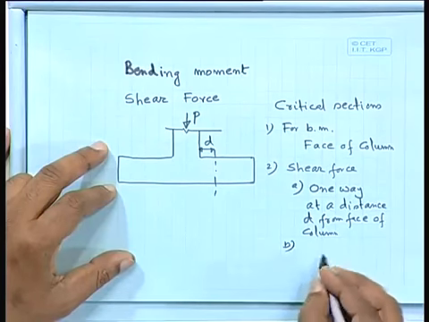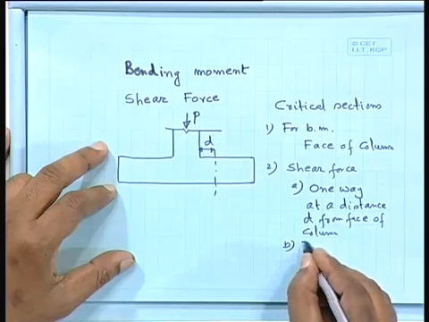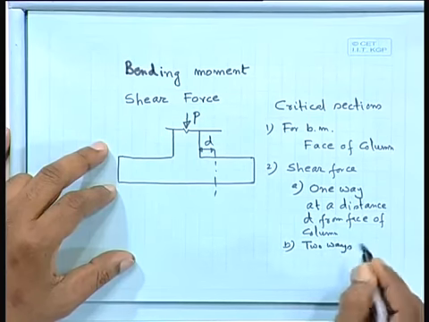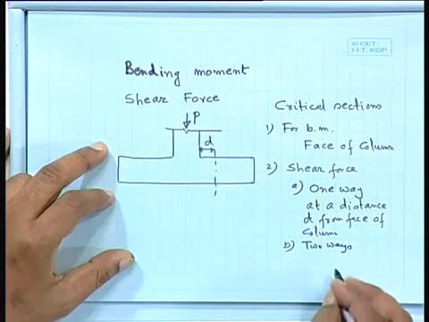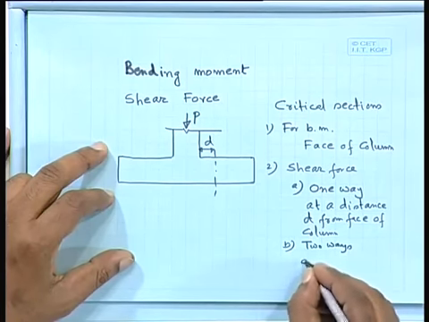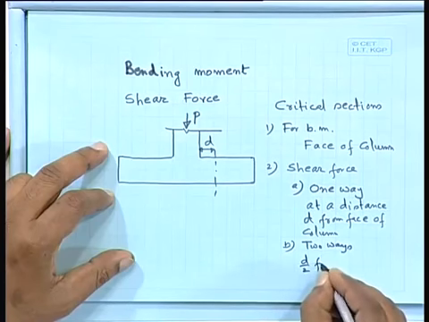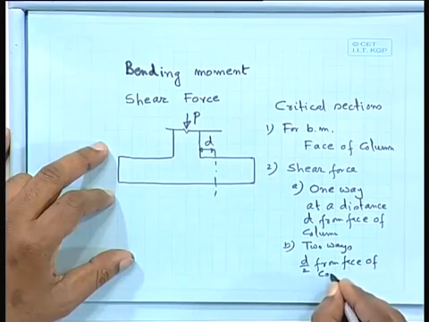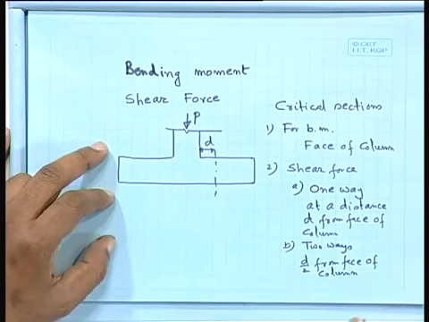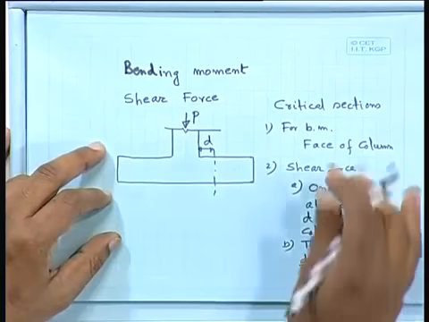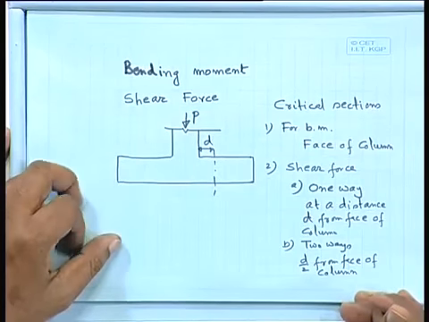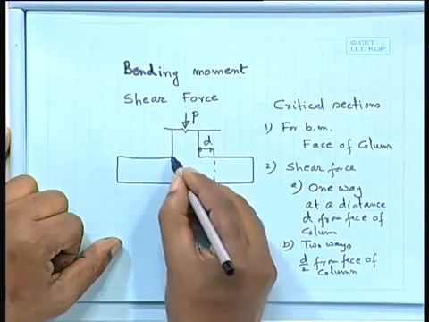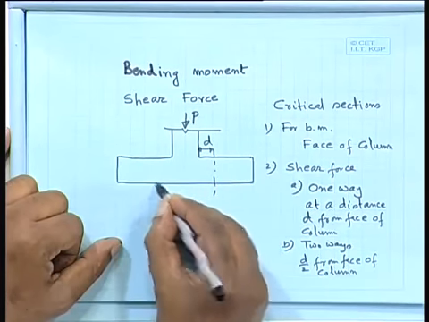The other one is called two way or punching shear. In this case, that is at d by 2 from face of column. So these are the three cases that you have to consider. We can start with that bending moment. We can calculate bending moment at this face and find out.